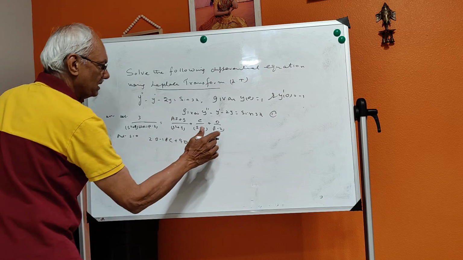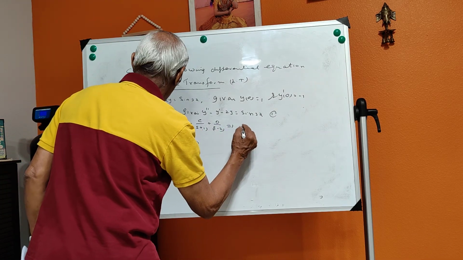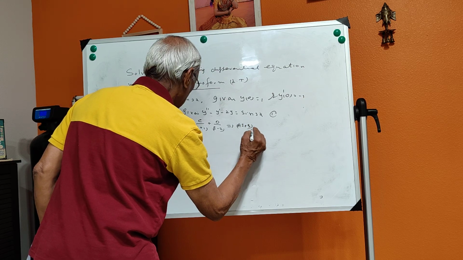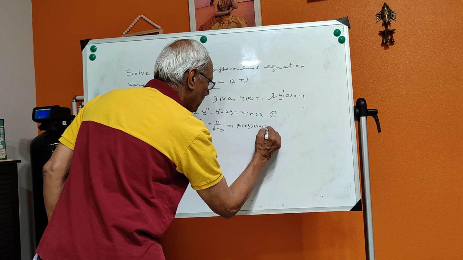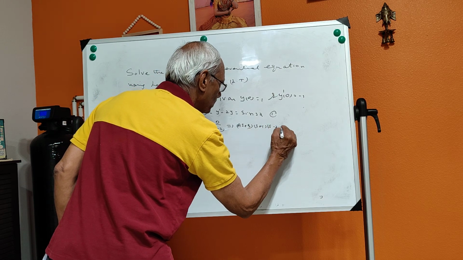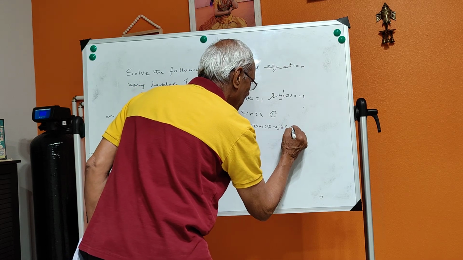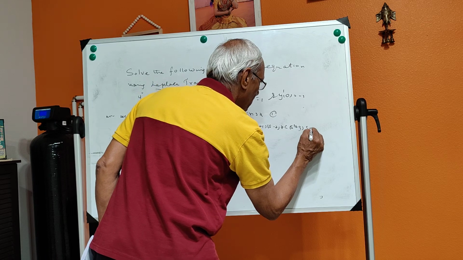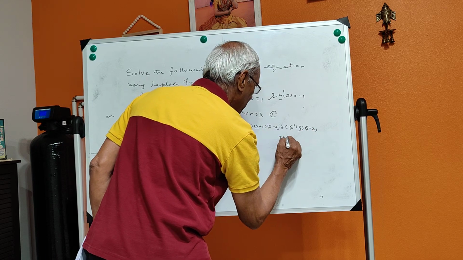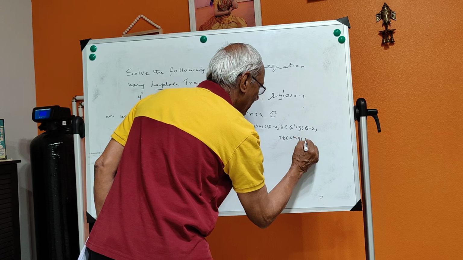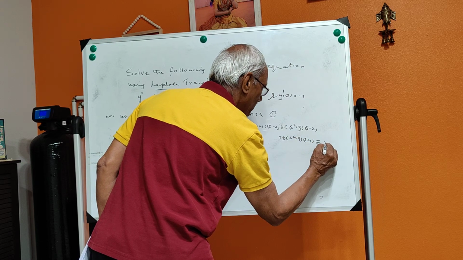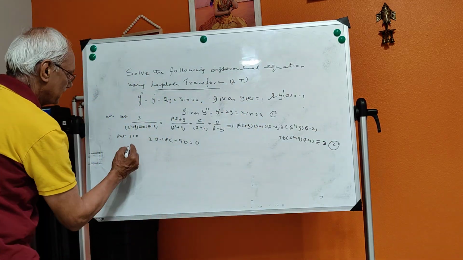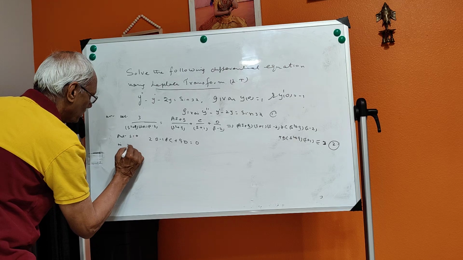Put s is equal to 0 in equation 1. This implies a s plus b into s plus 1 into s minus 2 plus c into s squared plus 9 into s minus 2 plus d into s squared plus 9 into s plus 1 is equal to 3. Put s is equal to 0 in 2.